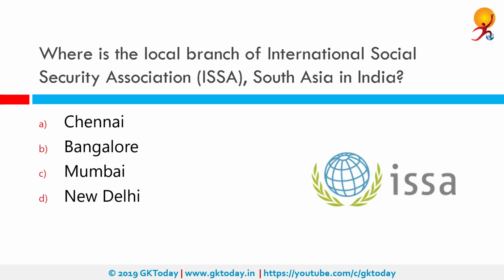Where is the local branch of International Social Security Association or ISSA South Asia in India? The correct answer is New Delhi. So this is an organization that brings together National Social Security Administration and agencies. It was founded in 1927 and now has more than 330 organizations in 158 countries. It is headquartered in Geneva, Switzerland, and in India, it has its offices in New Delhi.